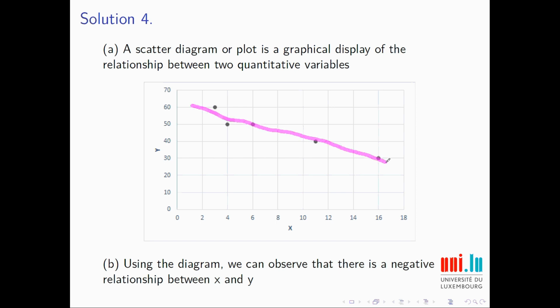So you see that if we feed the straight line with data, we can observe a very strong negative relation. So that's it. But for now, for you guys, it's more than enough.